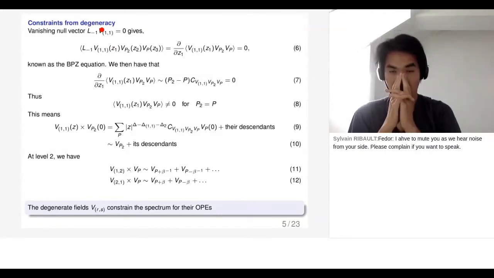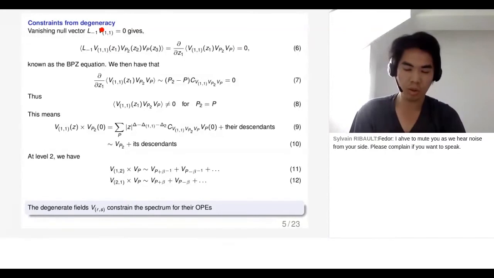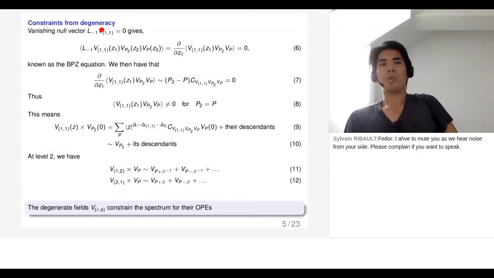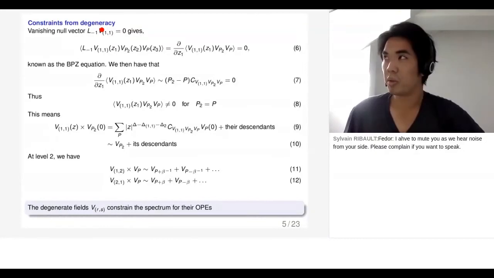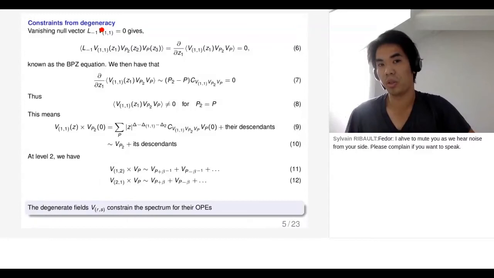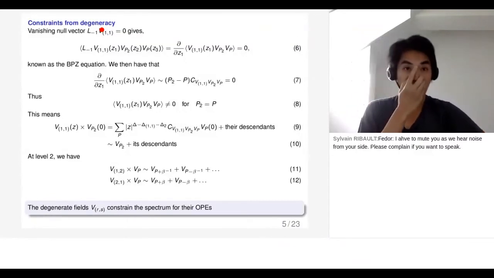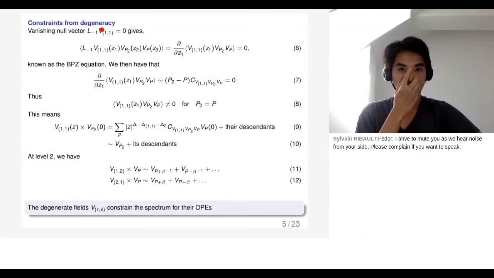So the question here is how to distinguish the field with non-vanishing null descendant and vanishing null descendant, right? Yeah, exactly. That's the question. In general, at the level of conformal blocks, for instance, in this talk, we shall see soon that they have different conformal blocks. But okay, well, let's see.